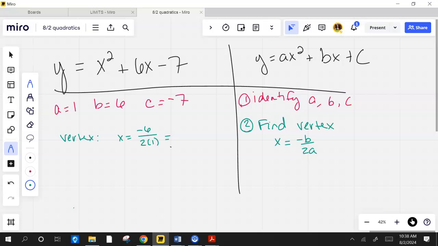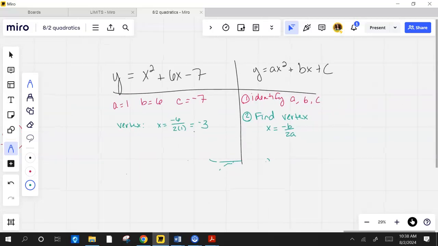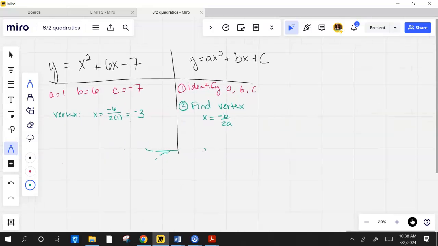What's that give you? -3. Now, not only is that the x part of my vertex, but it's also the what? Starts with an A, 3 words, it's the axis of symmetry. So what this means is, even though that is the x part of my vertex, it is also my axis of symmetry. So if I know nothing else, I know where the middle of that parabola is right now. Everybody okay? All right.